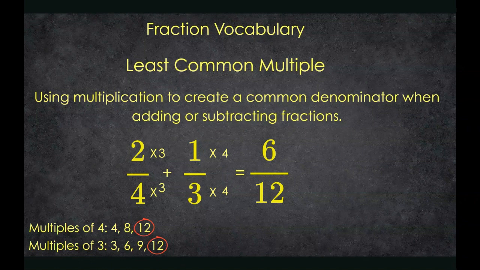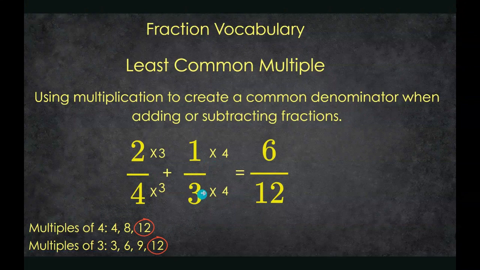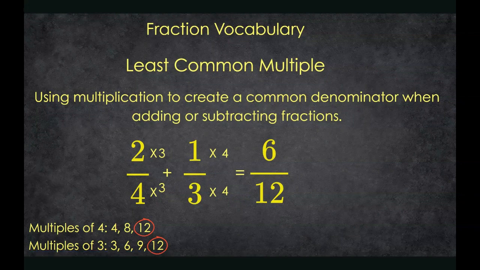Then I'm going to do the same thing for my 1/3. I'm going to count the positions until I get to 12 because they share that 12. 1 times 3, 2 times 3, 3 times 3, and then again 4 times 3. So I'm going to multiply 1/3 times 4 because that's how I'm making my 12 denominator. So if I do 1 times 4, that's going to give me 4. 3 times 4 is going to give me 12. That's going to give me a brand new fraction of 4/12.